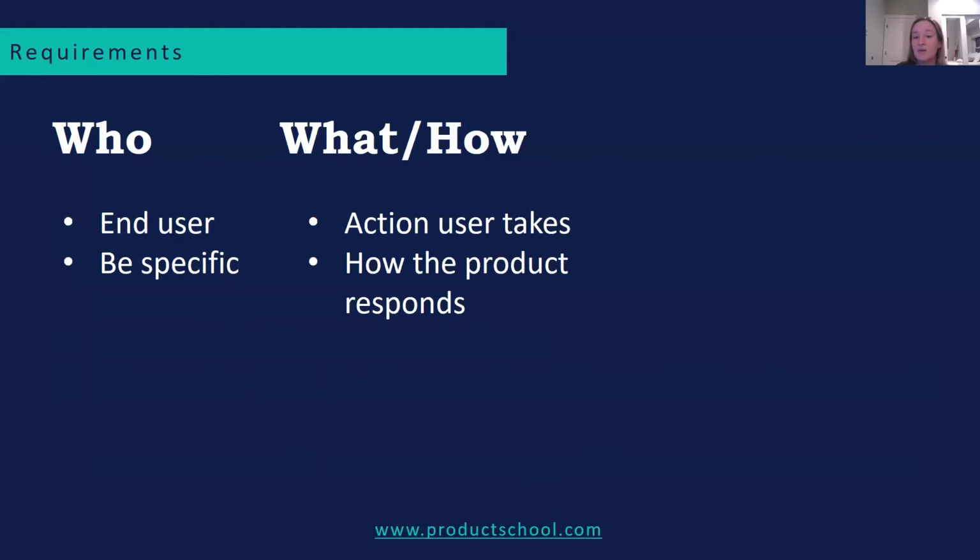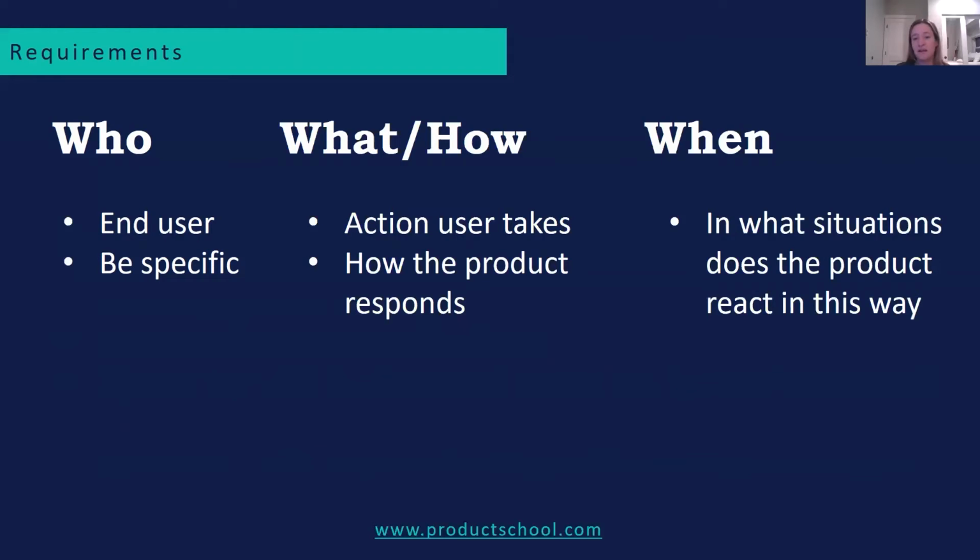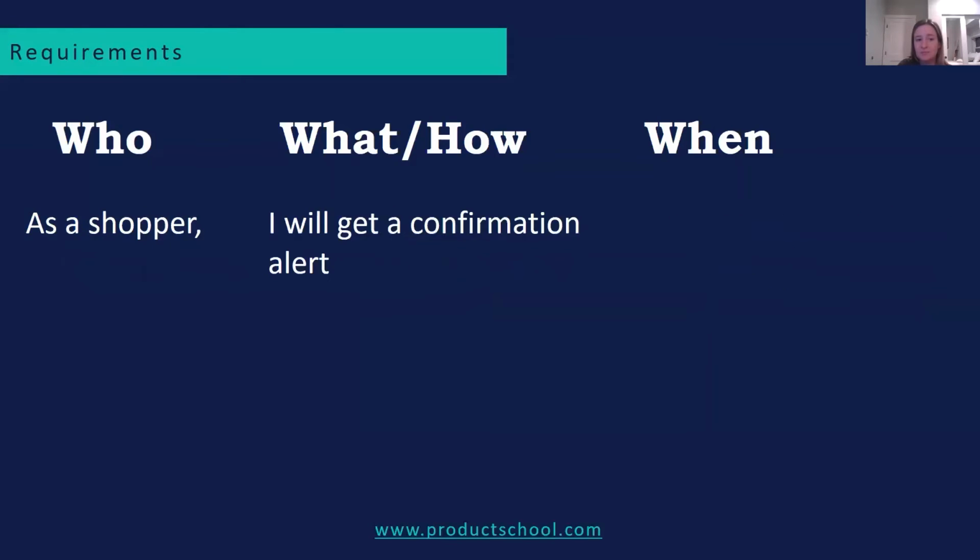Then you move on to the how and the what. So how does the product react when a user is interacting with it? And finally, the when. In what situations does a product require or react this way? So like I said, when starting out, it's going to be a little awkward. So think of it as if a user does X in Y situation, then Z happens. For example, as a shopper, I will get a confirmation alert after I complete a purchase. So that's a good example of having an external user who is going to interact with your feature in some way, and something will happen.